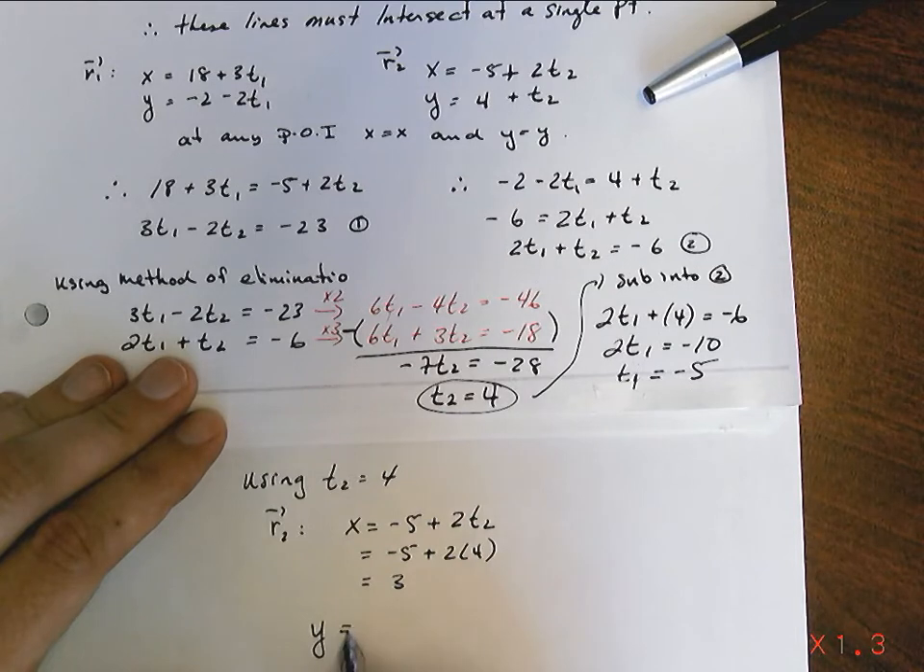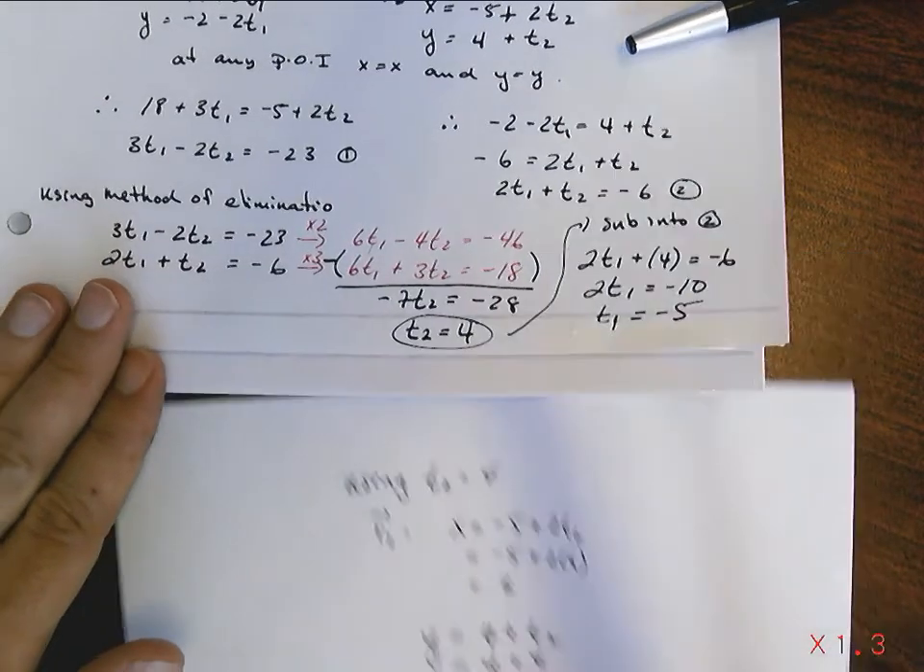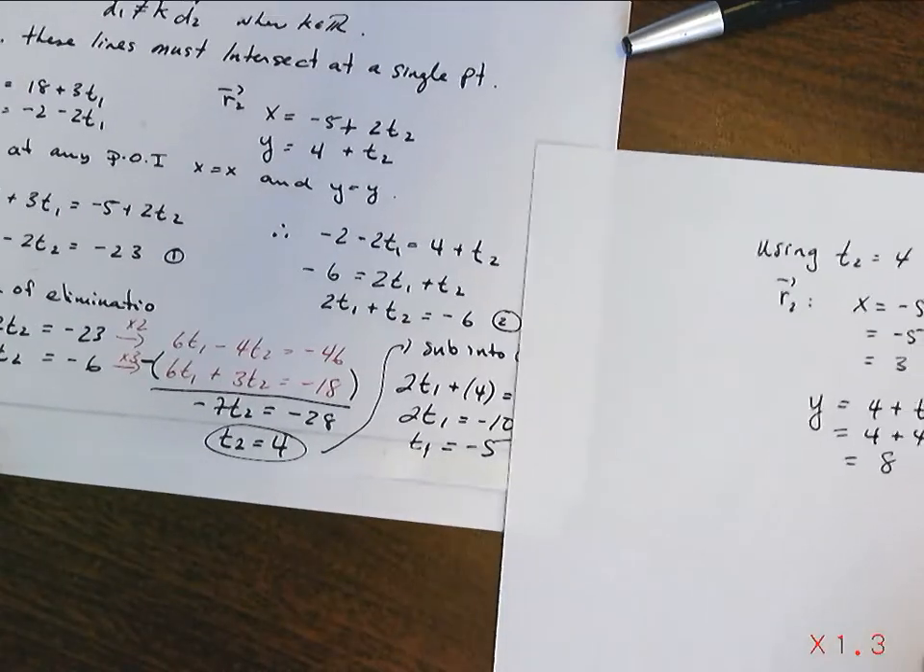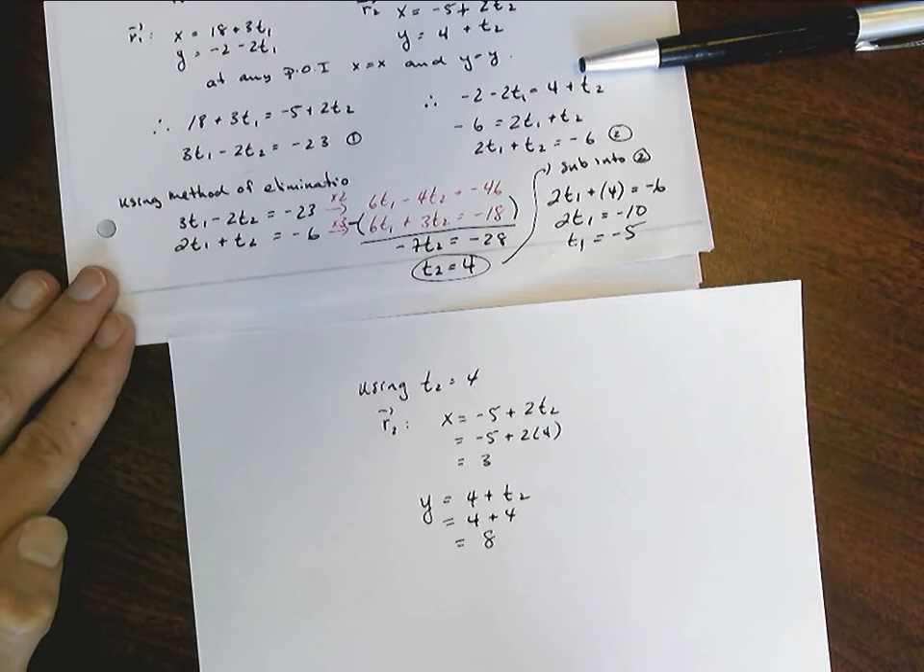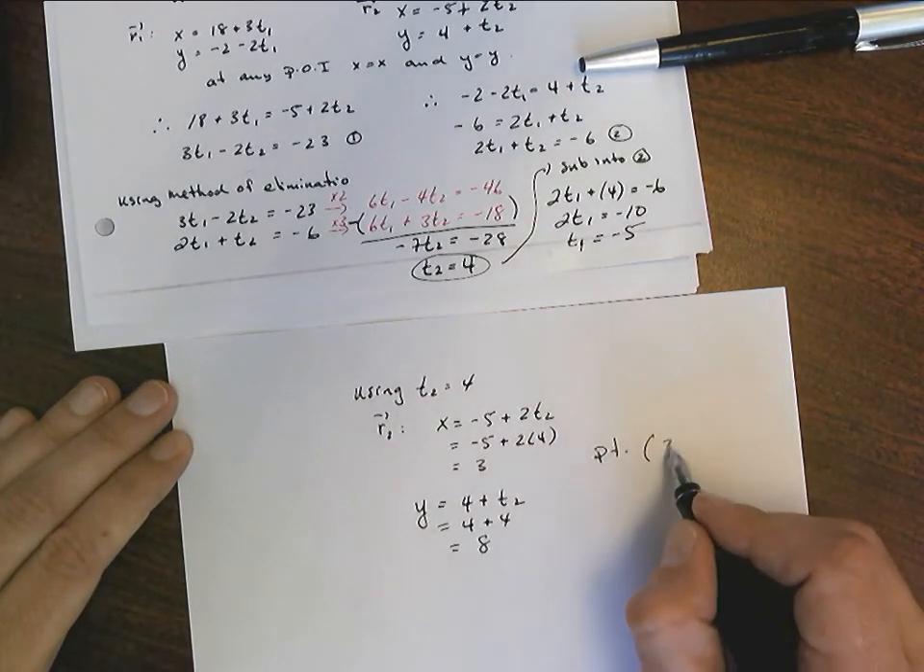And y is going to be equal to 4 plus t2. t2 is equal to 4, so it's going to be 4 plus 4, which is 8. And that's wonderful. You can't see what I'm doing, but that works out beautifully. I'm going to scroll back here just a little bit so you can see what's happening. So your point of intersection is 3, 8.